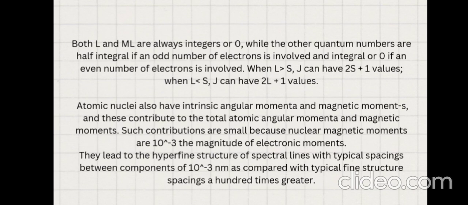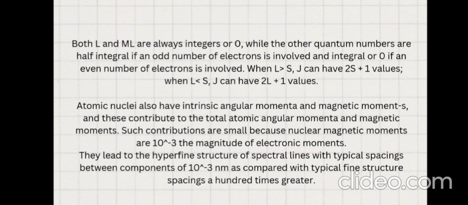Both the L and ML are always integers or zero, while the other quantum numbers are half integral if an odd number of electrons is involved, and integral or zero if an even number of electrons is involved. When L is greater than S, J can have 2S plus 1 values, and when L is lesser than S, J can have 2L plus 1 values.